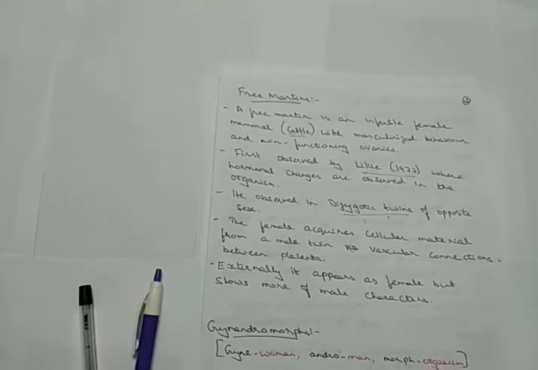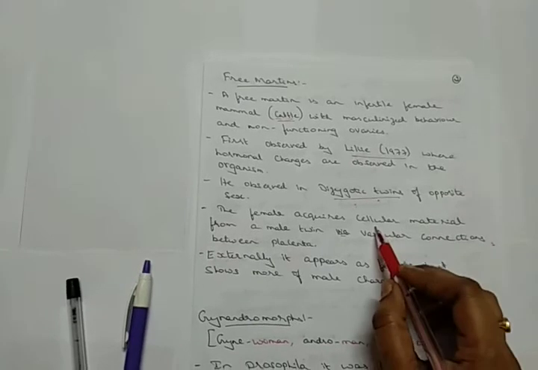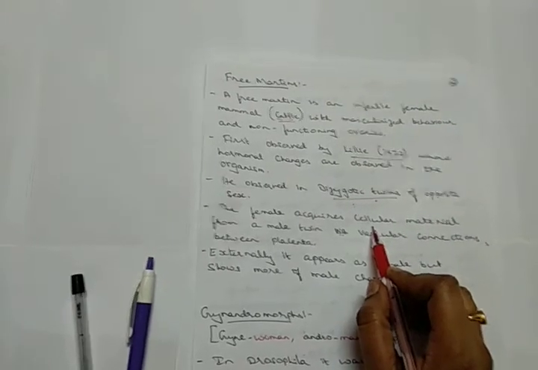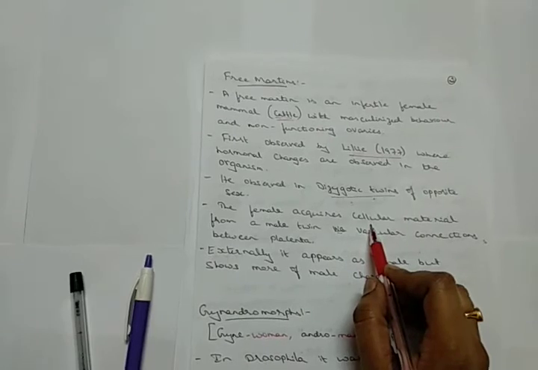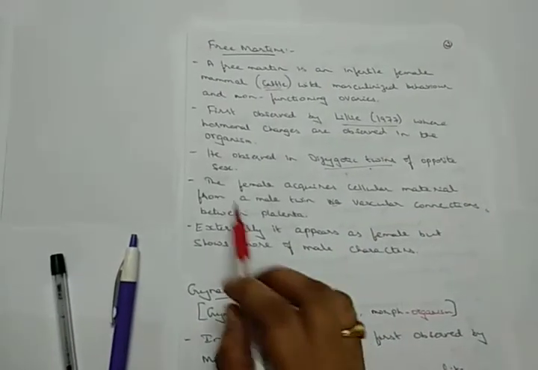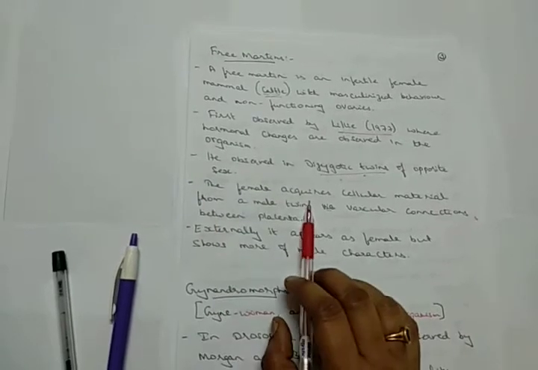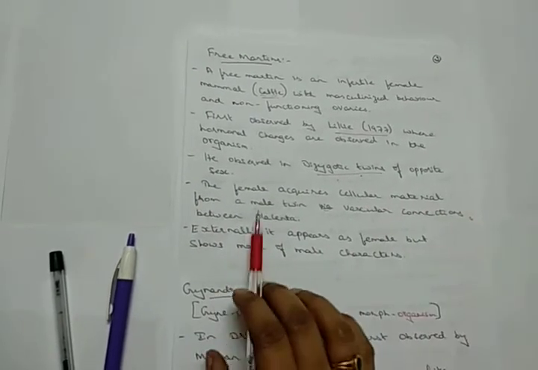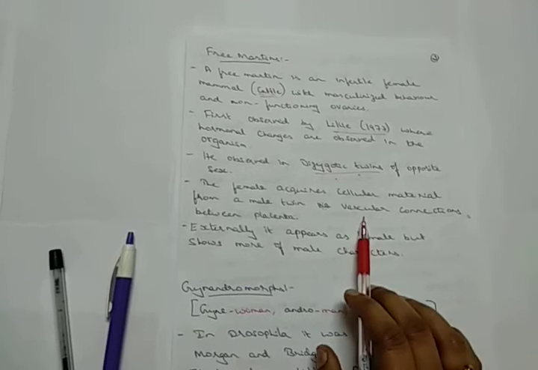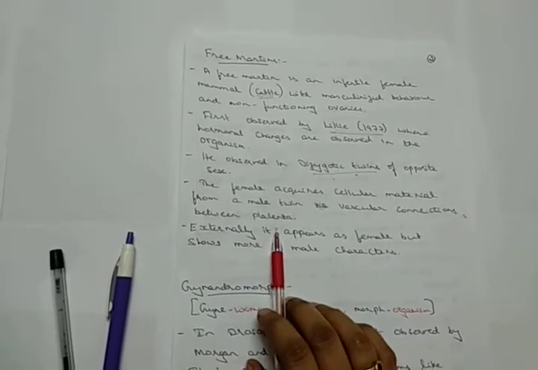because of certain cellular materials which occur in the female organism. So that was observed in the females. The female acquires the cellular material from the male twin via the vascular connections between the placenta.